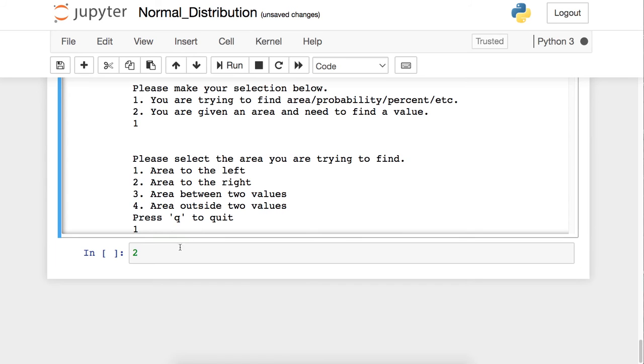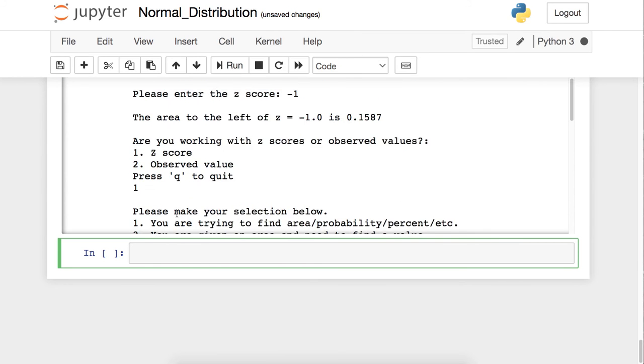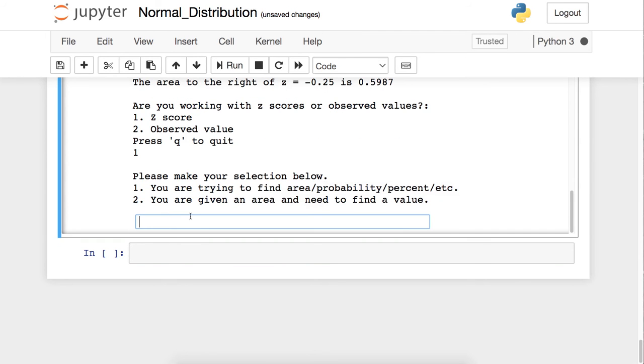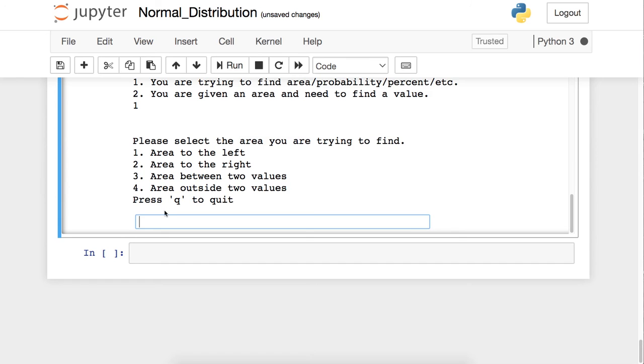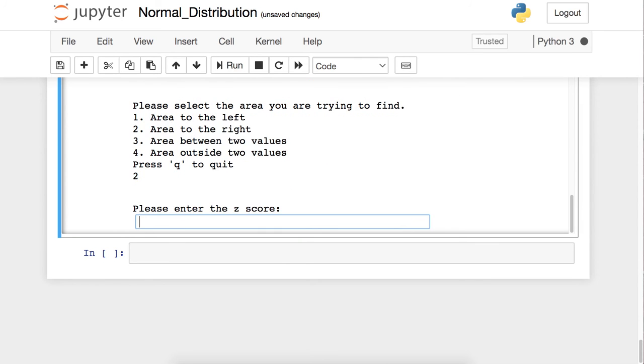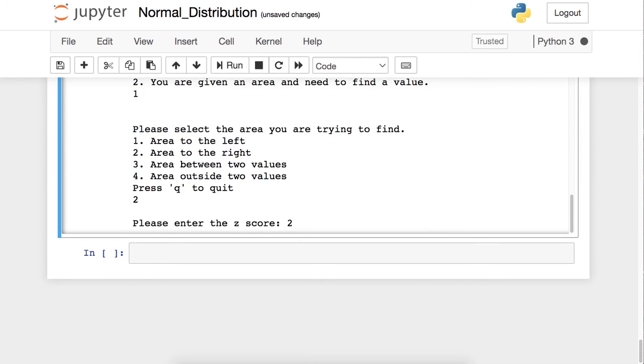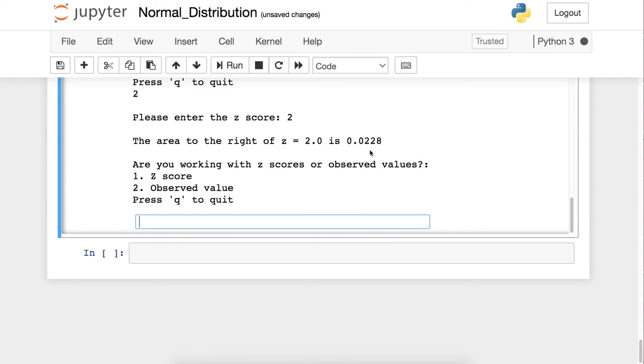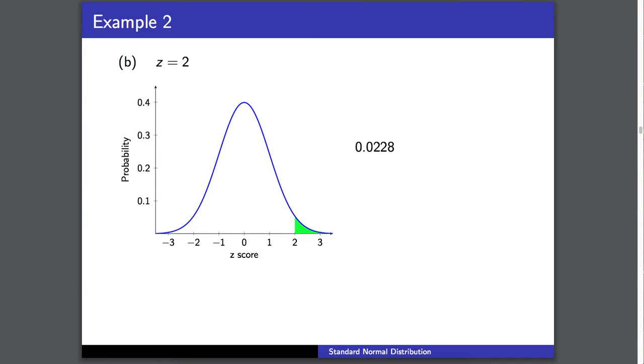Oops, I think I goofed up here, so that's okay. Okay, so there we go. Still z-score, so we're trying to find an area. So 1, and then we are finding the area that's to the right. And this time our z-score is 2. So everything to the right of 2 is about 0.0228. So the probability of getting a value that's more than 2 standard deviations above the mean is about 2.28%. So not a whole lot of the values are above 2 standard deviations.